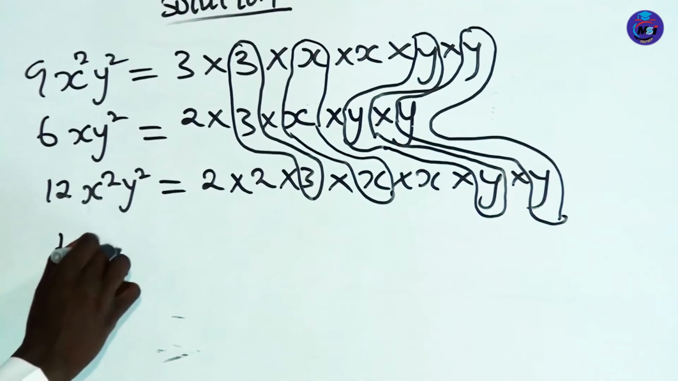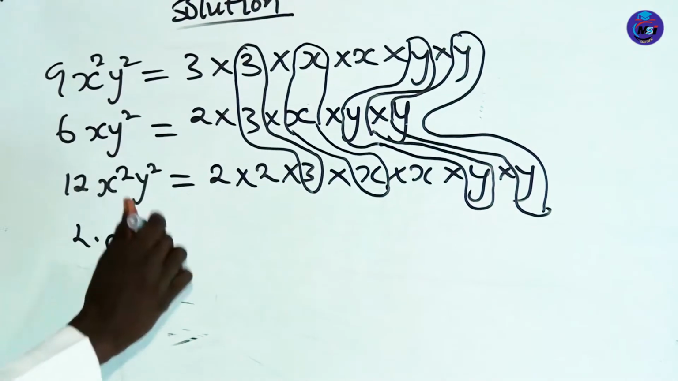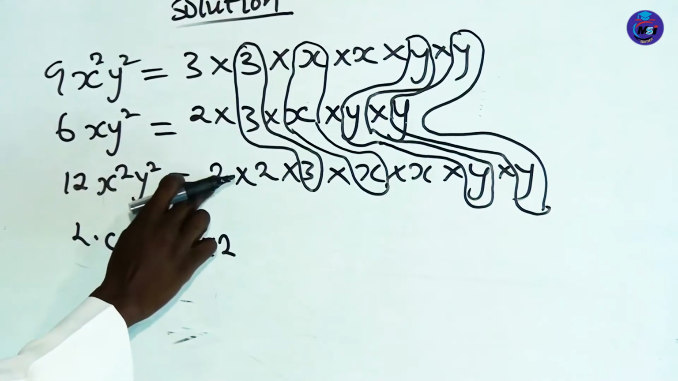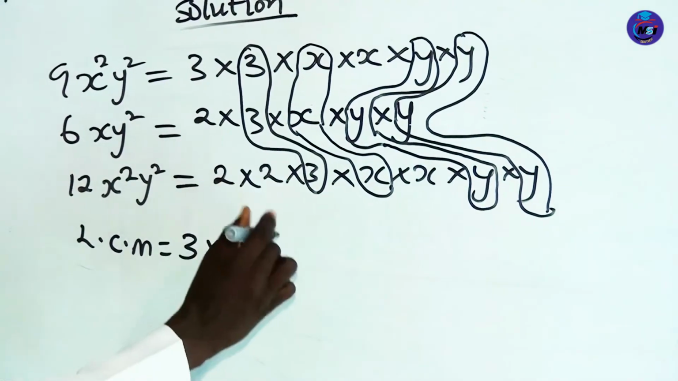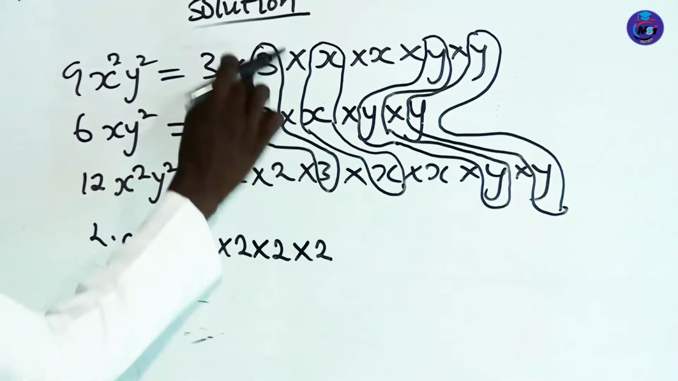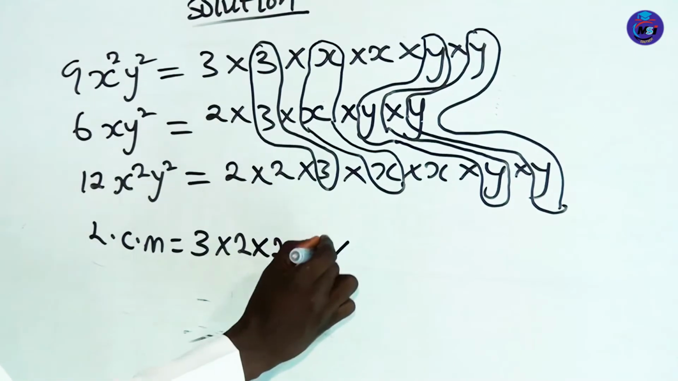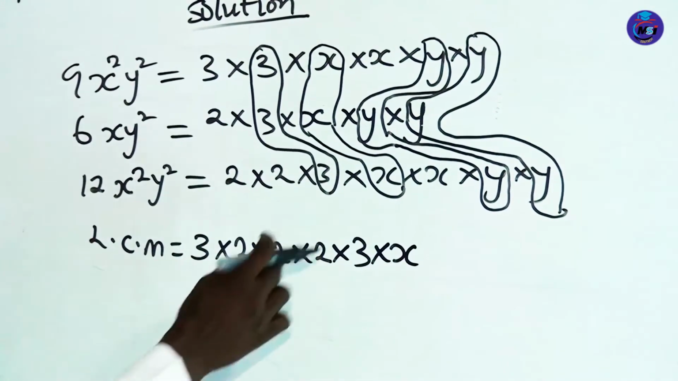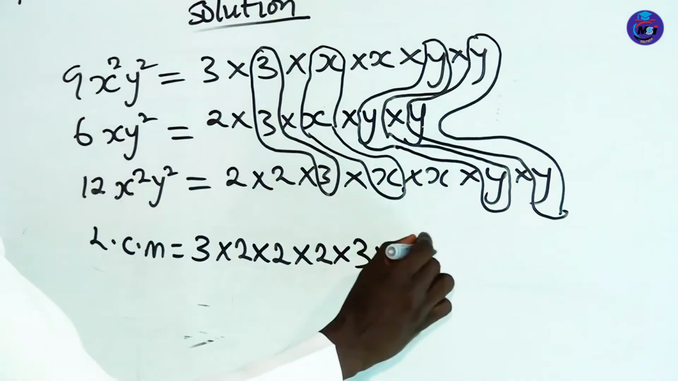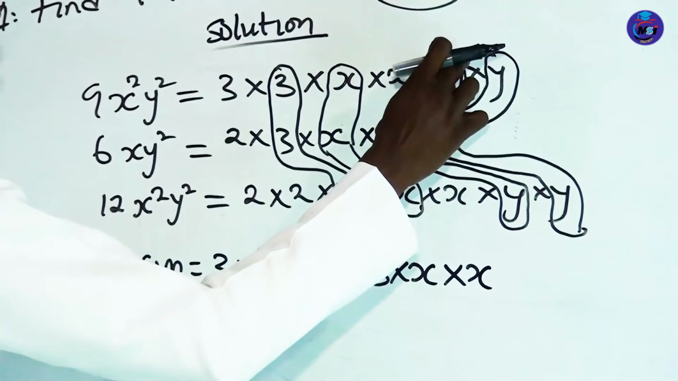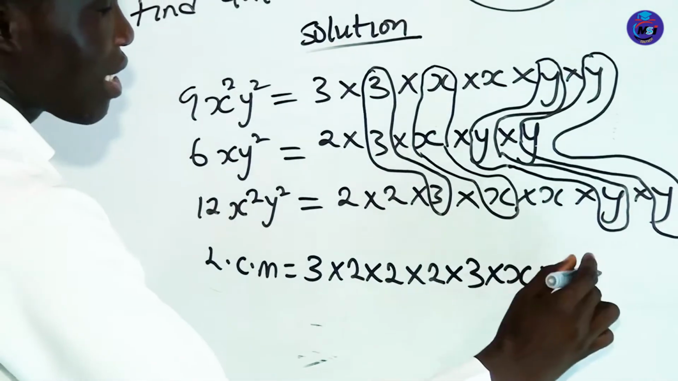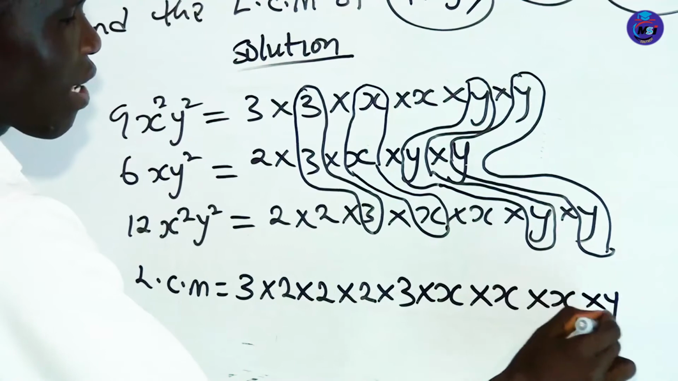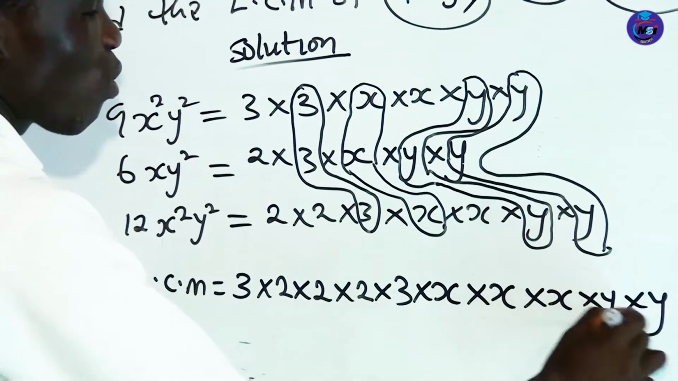Okay? Our LCM will be, pick these 3, multiply it by these 2, because they stand alone. Multiply it by these 2. Multiply it by these 2. These are common, right? Pick one out of it. By 3, x is common. By x, there is another x here, times x. There is another x here, times x. Y is common, times y. Y is common, times y.